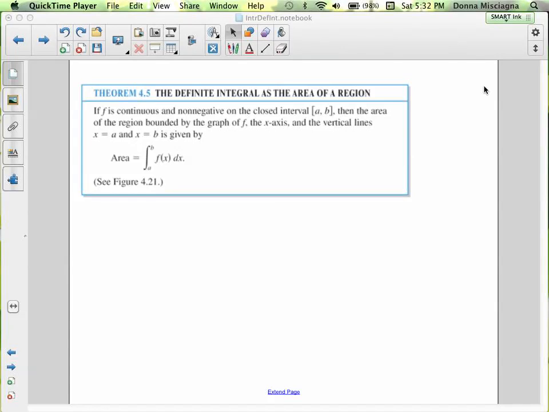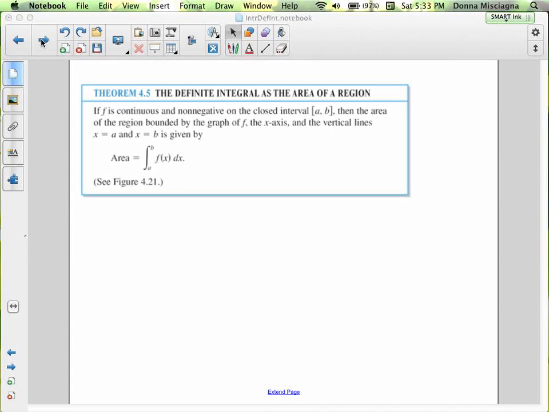The definite integral as the area of a region. If f is continuous and non-negative on the closed interval [a, b], then the area of the region bounded by the graph of f, the x-axis, and the vertical lines x equals a and x equals b is given by the definite integral. We can still think of it when the integral is negative as area, but we don't usually think of negative area.